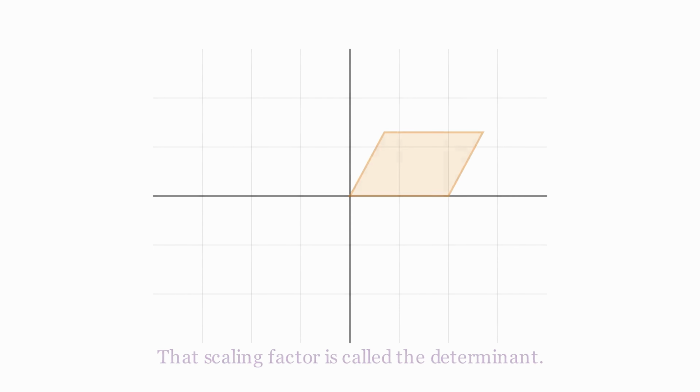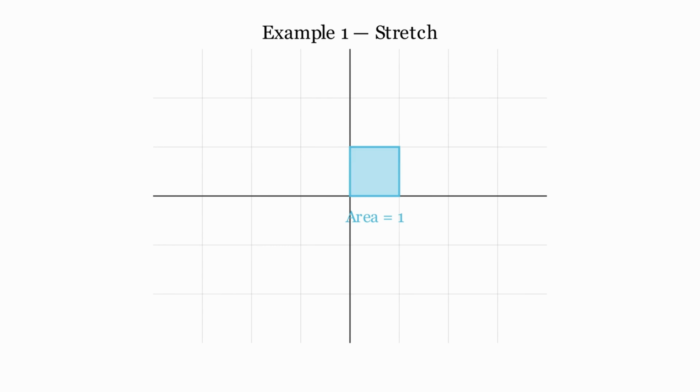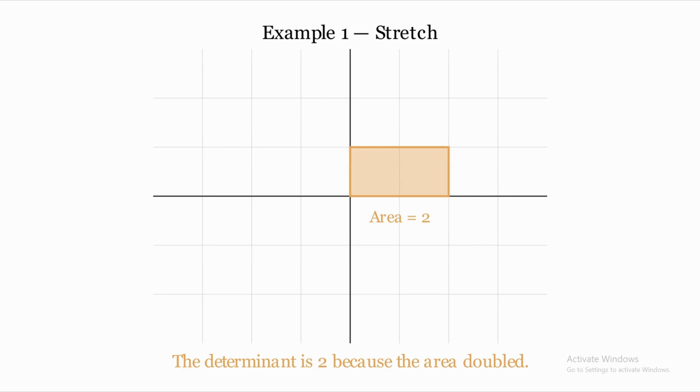Example 1. Suppose we stretch the square twice along the x-axis. Before, the area was 1 and after stretching, the area becomes 2. The determinant is 2 because the area is doubled.